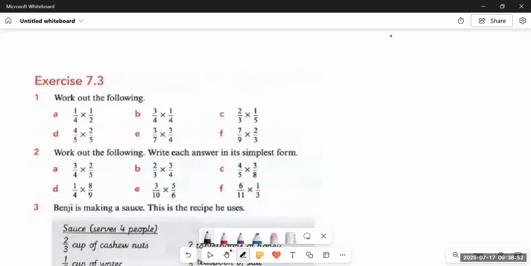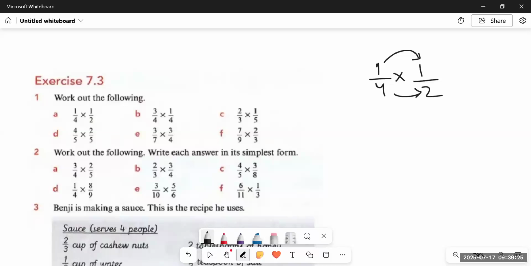So multiplication is altogether different from addition, and it's very simple and very easy. All you need to do is, for example, in part A, we have 1 upon 4 and 1 upon 2 getting multiplied with each other. So what do we have to do? We simply have to multiply the numerator with the numerator and the denominator with the denominator. Making the denominator same, or taking the LCM, or adding the numerators and keeping the denominator same is all involved in addition.